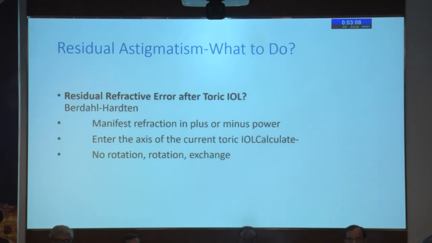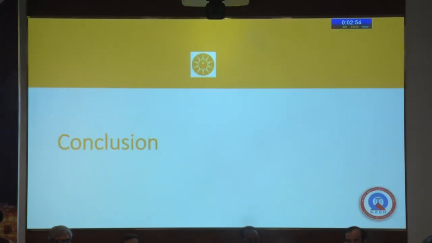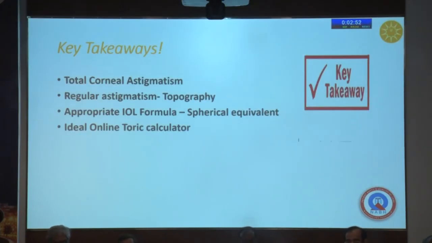Regarding what to do after the toric IOL: take the manifest refraction, the plus or minus power along the axis, and calculate the toric IOL accordingly. So we conclude that for toric IOL calculation, it should be based on total corneal astigmatism, regular astigmatism on topography, and the appropriate IOL formula and an ideal online calculator should be applied.